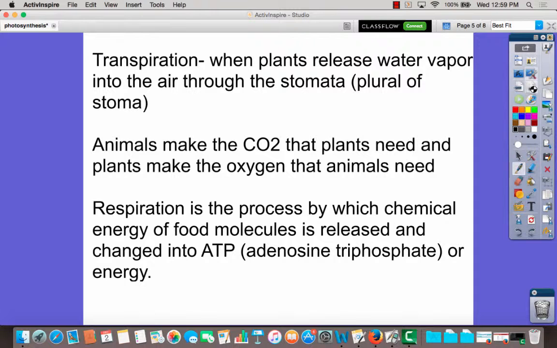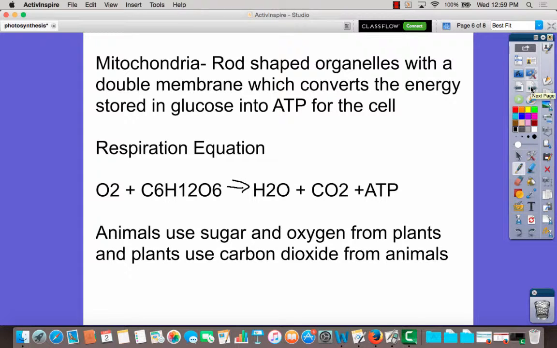The only other thing that you really need to remember is mitochondria, or these rod-shaped organelles that have a double membrane which converts the energy stored in glucose into ATP. ATP is adenosine triphosphate. We call it energy. So we're just going to refer to it as energy at this point. But if we remember, this mitochondria converts the energy stored in the glucose. So once the plant makes its food, it converts the energy in that food into energy for the cell.